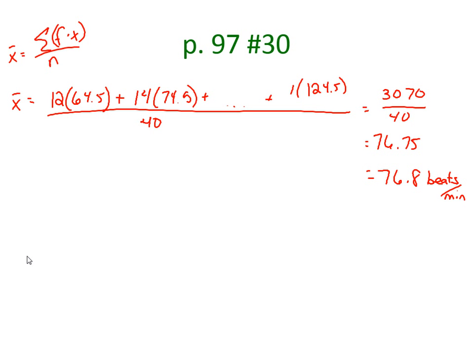Now, how does that compare to the original? If we went back to the original data that we had in previous chapters, it is 76.3 beats per minute.